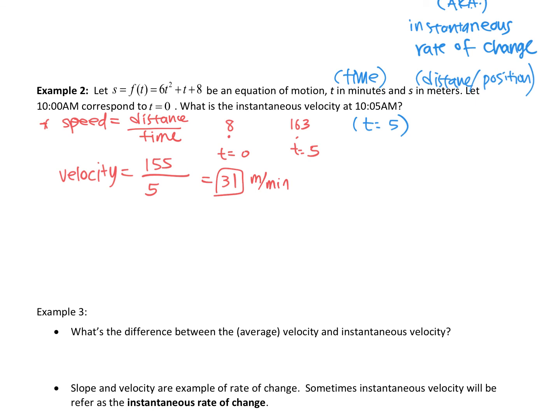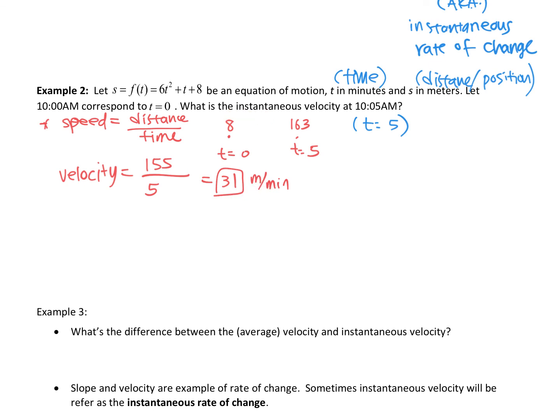Oh, it depends on what the question is asking. Here it says what's the instantaneous velocity at 10:05. What we just calculated here is the average velocity between 0 and 5. So we looked at the velocity of the last 5 minutes. So I'm driving. So in the last 5 minutes, I drove 31 meters per minute on average.